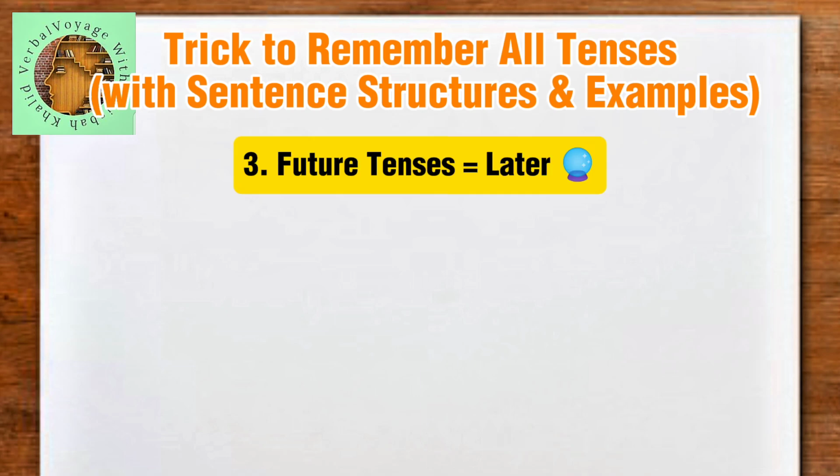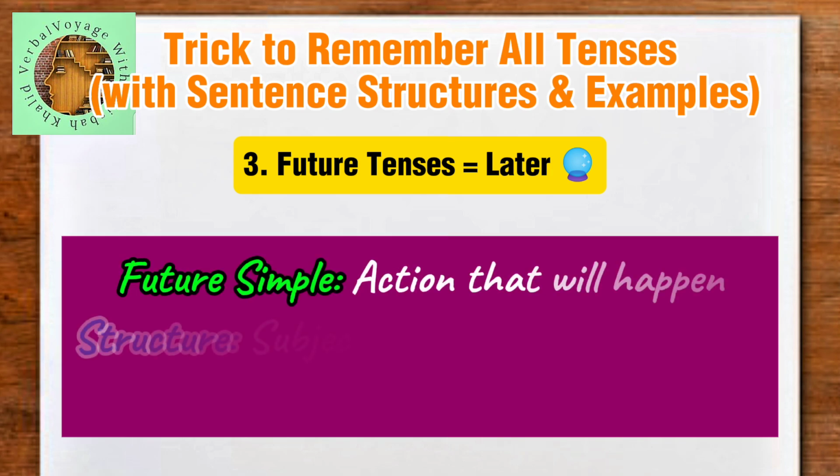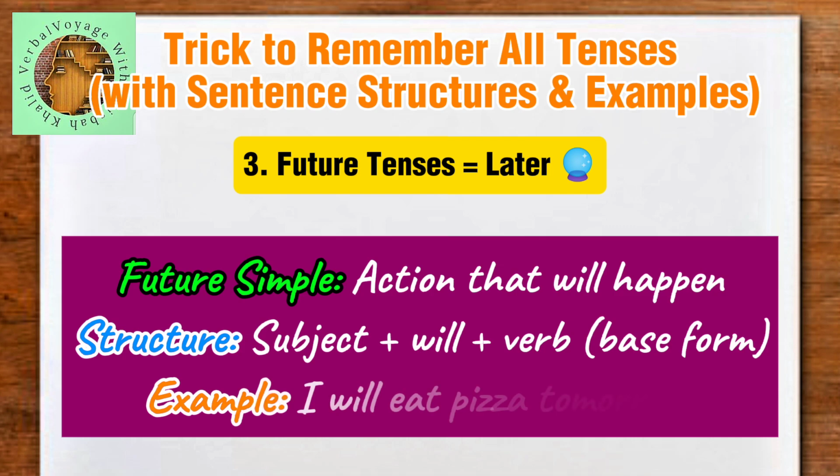The last one is future tenses. It is used for later. Future simple, action that will happen. Structure of future simple is subject plus will plus verb base form. For example, I will eat pizza tomorrow.